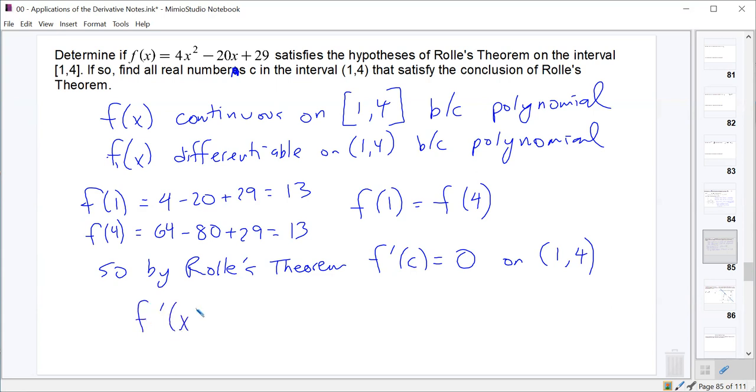We can just find f prime of x, which is 8x minus 20, set that equal to 0. We get x equals 20 over 8, or if we divide both by 4 from the top and the bottom, we get 5/2 or 2.5, which is clearly on the interval 1 to 4. And that's really all there is to Rolle's theorem. Right? Show that the function is continuous, show that the function is differentiable on the open interval, and then show that f of a equals f of b, and then you can just go through your regular methods to find what that critical value is.